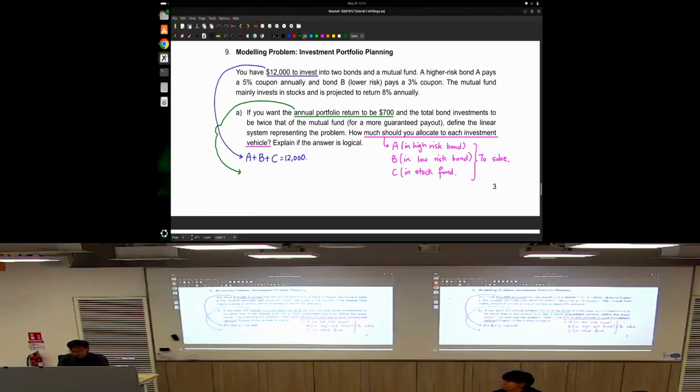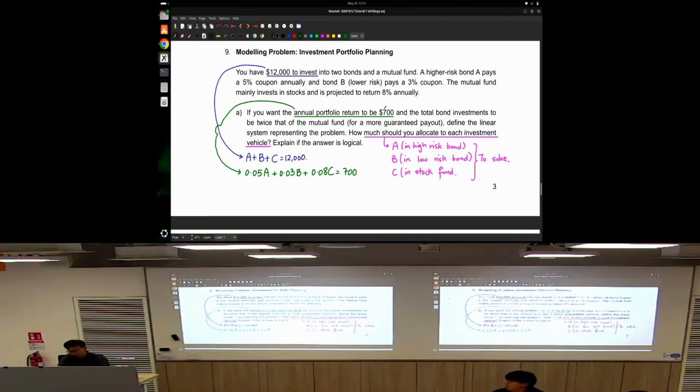So therefore, you are going to have 0.05, because it's 5%, of the investment in bond A, plus 0.03 times the investment in bond B, plus 0.08 times the investment in fund C, the stock fund. So the combination of the returns here is going to be $700 as desired. Okay, $700. So that's the second constraint.